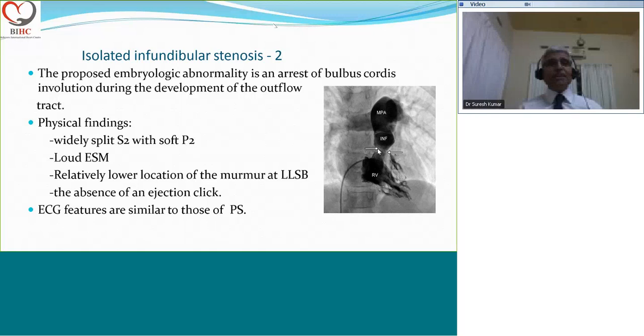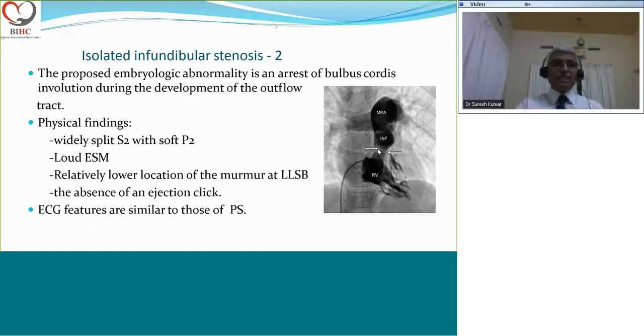The physical findings in these patients would include a widely split second sound with a soft P2, a loud ejection systolic murmur, and a relatively lower location of the murmur. Mind you, valvar PS causes an ejection systolic murmur in the pulmonary area. The infundibular stenosis murmur is lower down, third or fourth space. ECG features would be similar to PS.